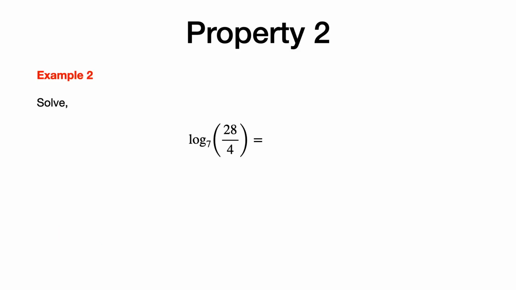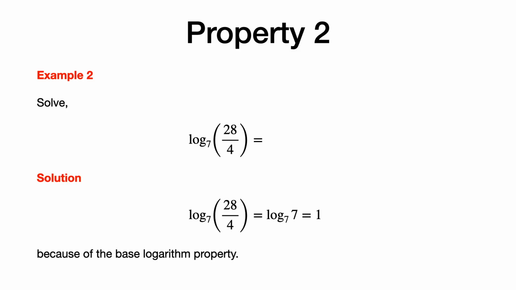Let us try the second example. You are asked, what is the logarithm of 28 quarters to the base 7? Remember that 28 quarters is just 7. Therefore, this example is just asking you, what is the logarithm of 7 to the base 7? The second logarithmic property, or the base logarithm property, will tell you that that must be 1.